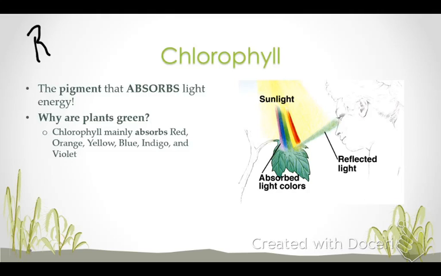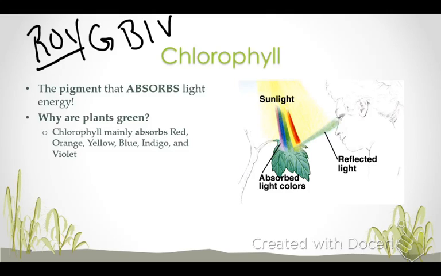The visible spectrum is Roy G. Biv, and I know you guys have seen that before in my classes. But red, orange, yellow, green, blue, indigo, and violet. So chlorophyll mainly absorbs red, orange, and yellow, and blue, indigo, and violet.